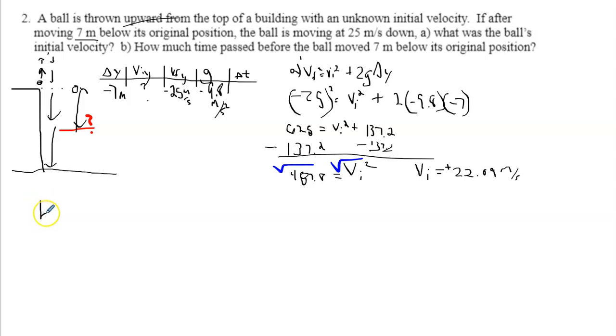Part B is just how much time goes by. So for part B, we're looking for the time. So this is where I'd put my question mark. And we know all these, so you can pick whatever equation best fits your way of solving it. So VF equals VI plus GT is, I believe, the simplest one for me.